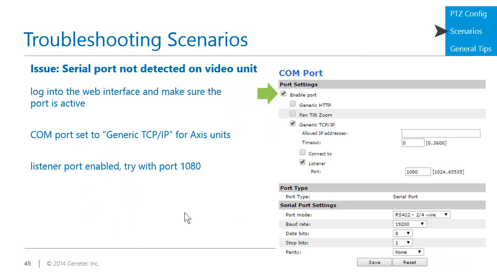First of all, log into the web interface of the unit and make sure that the COM port is actually enabled. For Access units, there are a couple of other options we have to validate as well. We mentioned previously that the COM port must be set to generic TCP/IP, but we also need to make sure that the listener port is enabled and is set to port 1080.